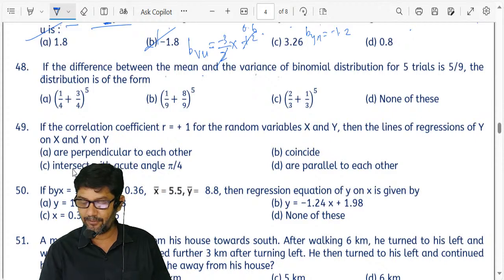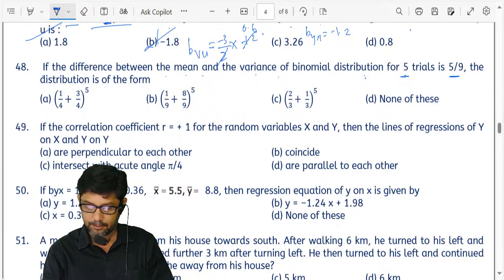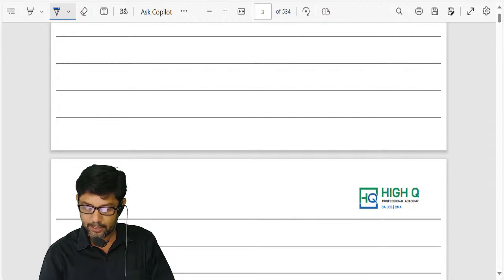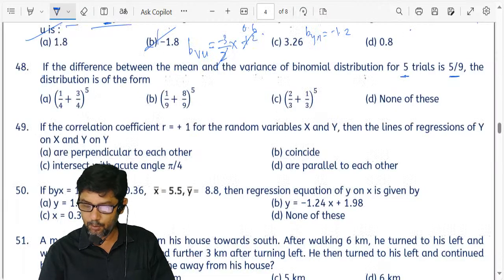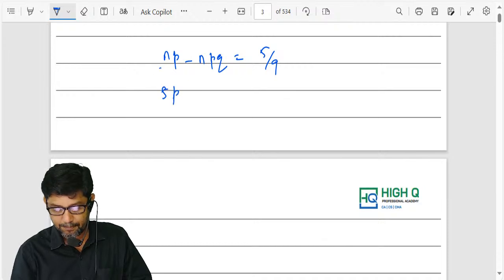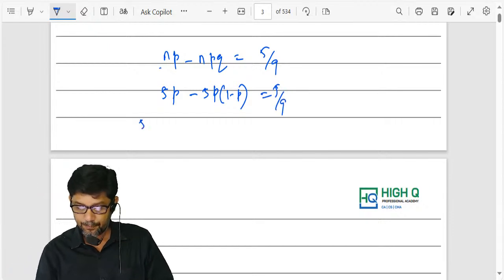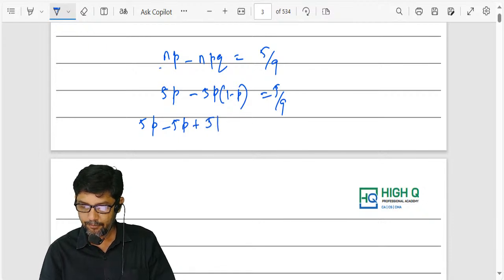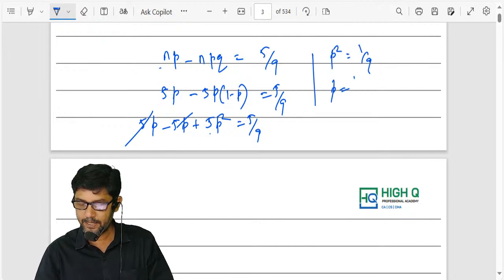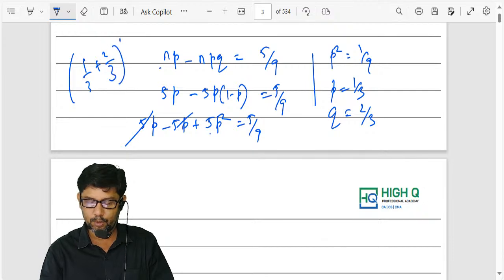If the difference between the mean and the variance of a binomial distribution for 5 trials is 5 by 9. So, the difference between mean and variance, sorry. So, is it np minus npq equal to 5 by 9? But n is given as 5. Am I right? So, is it 5p minus 5pq? Am I right, my dear? So, now 5p minus 5p plus 5p square is equal to 5 by 9. Cut. So, can we say p square equals 1 by 9? What is p equal to? 1 by 3. So, q is equal to 2 by 3. So, our answer is 1 by 3 plus 2 by 3 whole power 5.